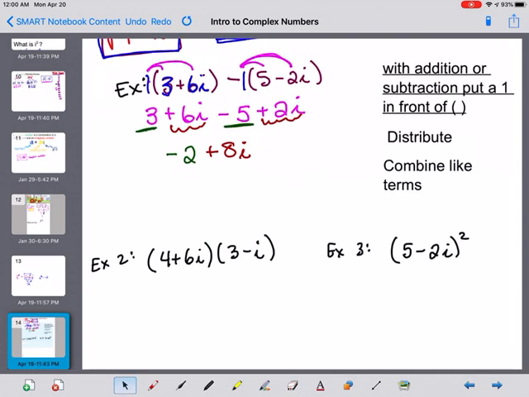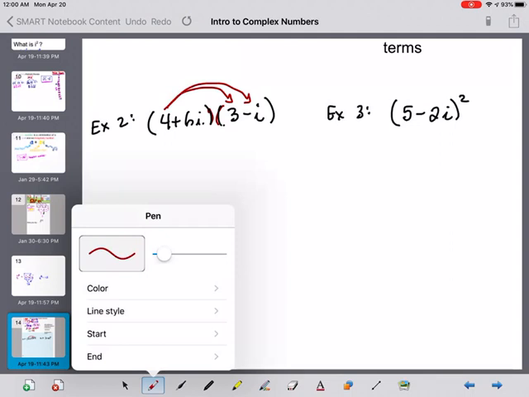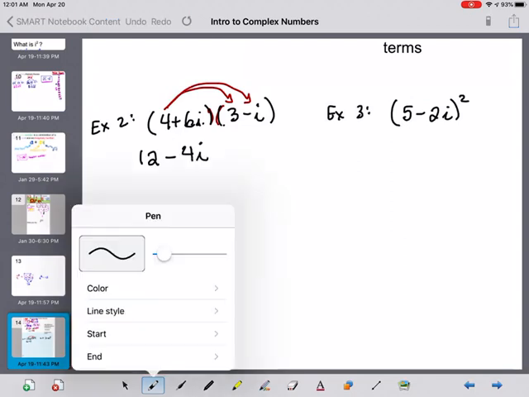We're going to do 2 more examples and then we're all finished. So the next 2 examples, and again, pause, go back, anything you want. Here, we're multiplying because the parentheses are touching each other. So you can use the box method or FOIL. Do whichever you prefer. I'm going to do FOIL, but feel free if you want to do the box. Actually, I'll just do 2 at a time. Okay, so first I'm multiplying 4 times 3, that gives me 12. And then 4 times negative i gives me negative 4i.